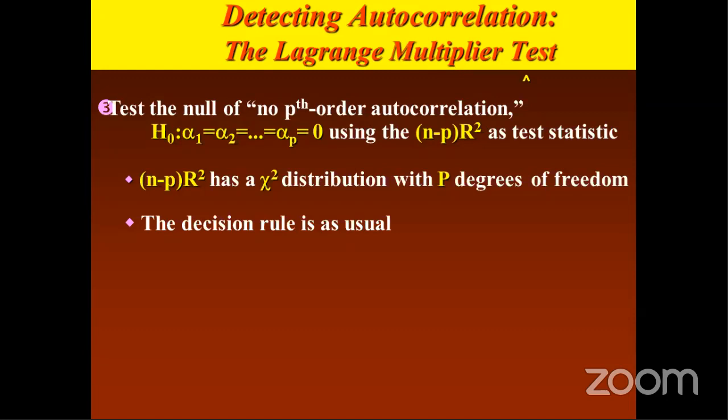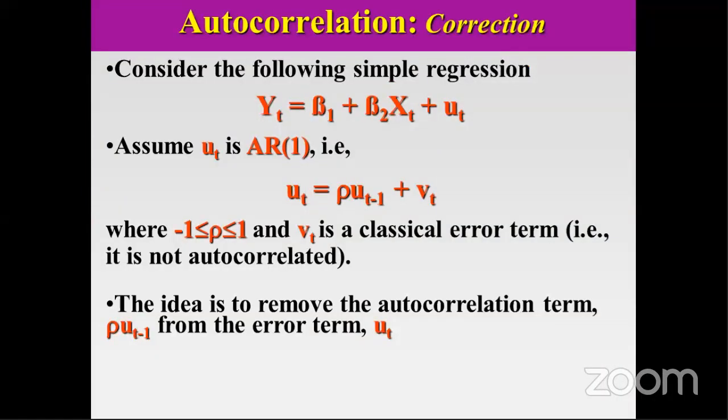So these are the steps which are involved in this BG test, the Breusch-Godfrey test or the LM test. Okay, I think that is enough. These are the two popular diagnostic tests for detecting autocorrelation.